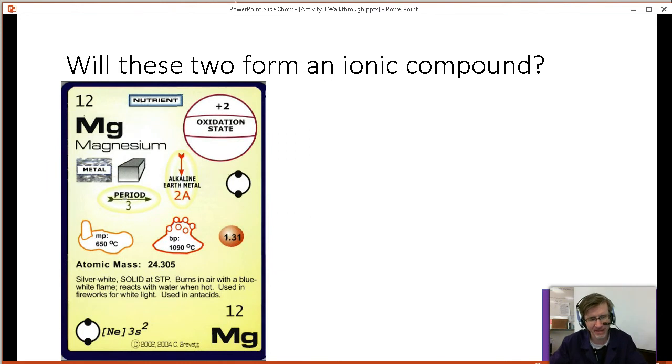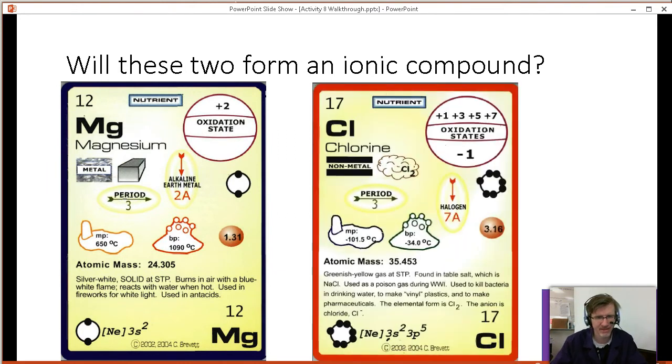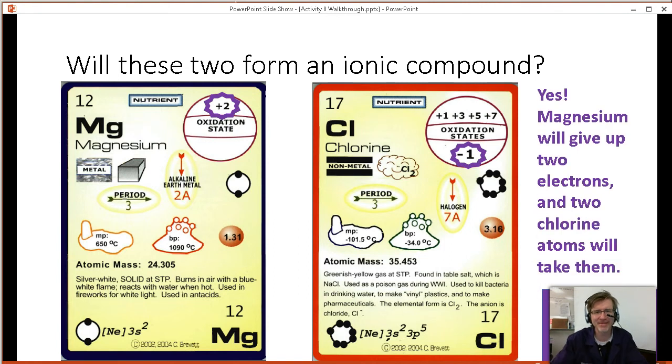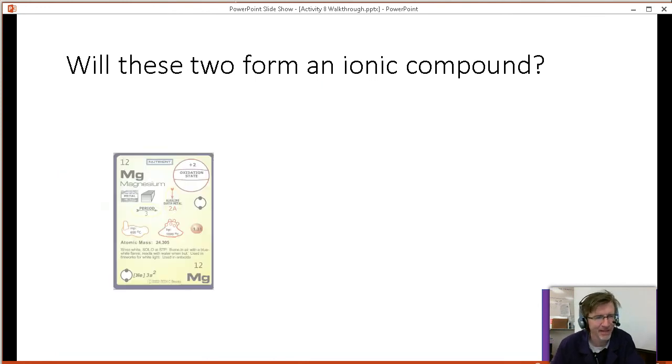You ready? Magnesium, chlorine. Will these form an ionic compound? I tell you what, I'll give you a hint. This is Percy Copper and Lena Chlorine, because Sirius MG came along and booted you off. Yep, magnesium gives up 2 electrons. Chlorine will take, or 2 chlorine atoms each will take 1 electron from those and make MgCl2. Yes, good job.